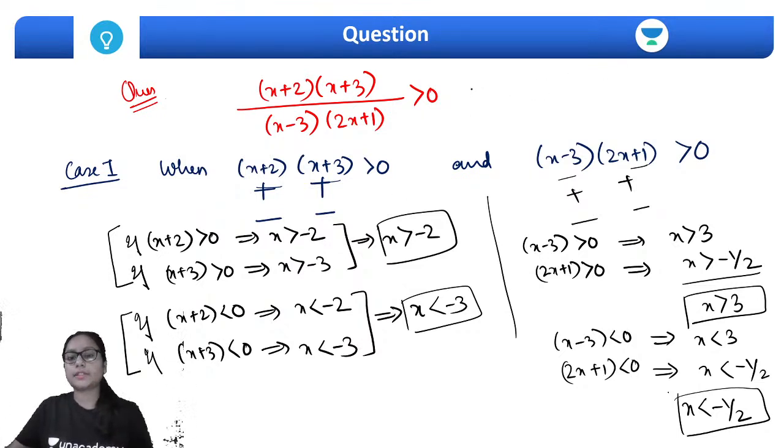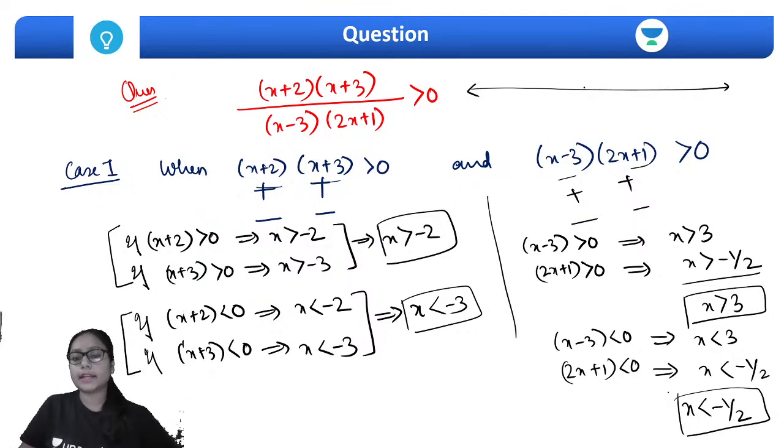Okay, so I have this number line. Let us denote all the numbers that are included. We have minus 2, we have minus 3, we have minus 1 by 2 and we have 3. Okay, so now here we have x greater than minus 2.